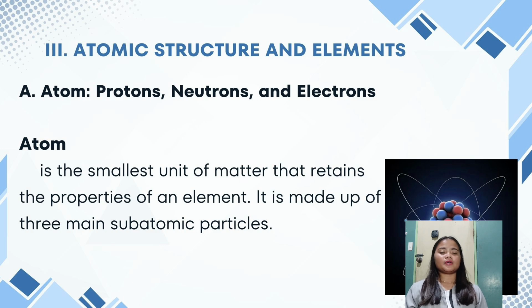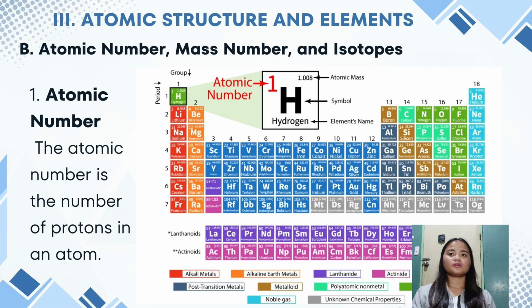So let's tackle first the atoms. An atom is the smallest unit of matter that retains the properties of an element. It is made up of three main subatomic particles. So always remember that an atom is the smallest unit of matter. Atom is the smallest unit of matter. Next is atomic number, mass number, and isotopes.